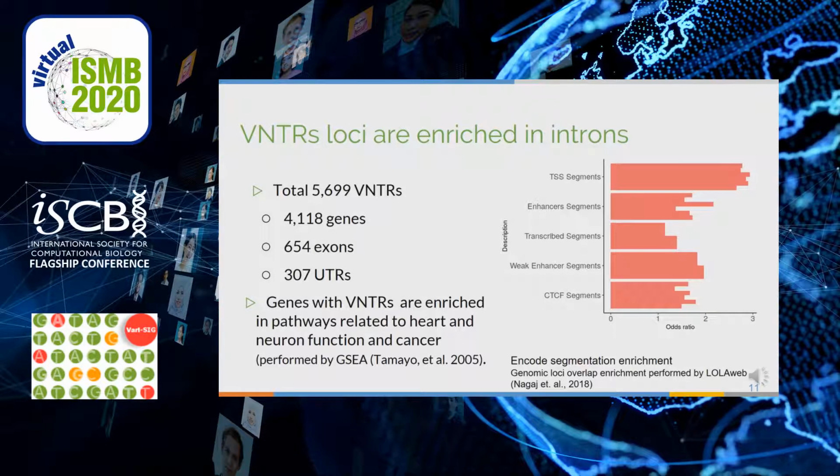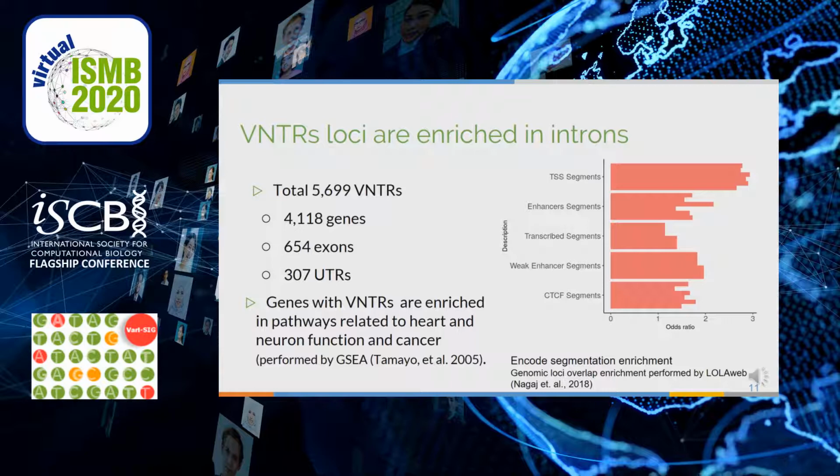So we did some enrichment analysis on the VNTR loci. Looking just at the annotation of them, out of these 5,699 common VNTRs, they overlap with over 4,000 genes and over 650 exons and 300 UTRs, which is pretty significant. It shows that the majority of these common VNTRs are not intergenic or junk DNA, but actually occur inside genes.